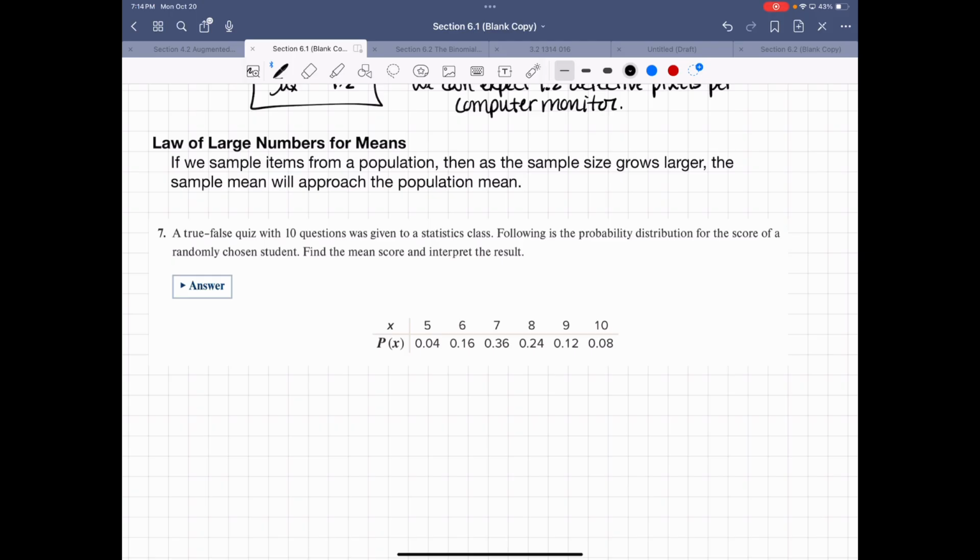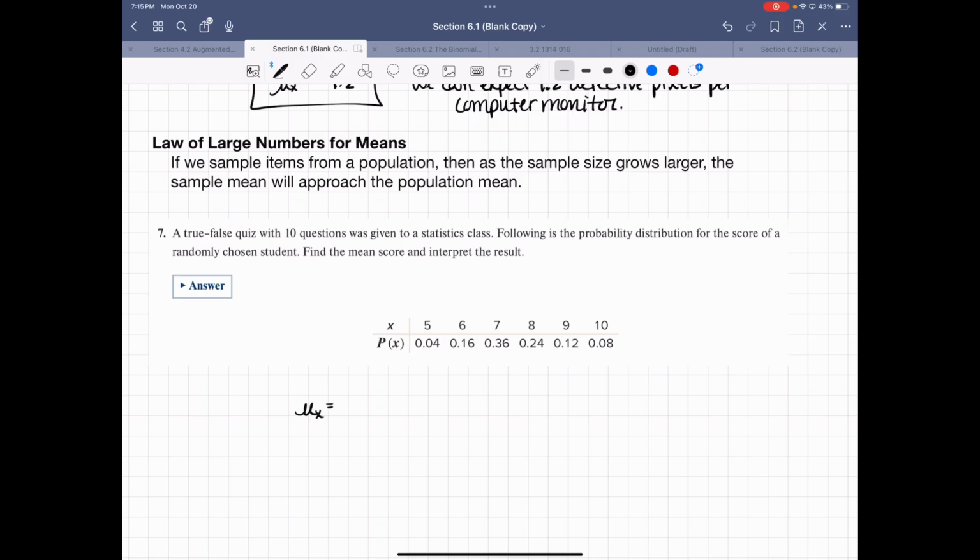So the probability that the student scores a 5 out of 10 is 4%. The probability that they score a 6 out of 10 is 16%. 7, 36%, 8, 24%, 9, 12%, and getting all 10 correct, 10 out of 10, is about an 8% chance. Okay? Is what that's saying. So now let's find the mean score.